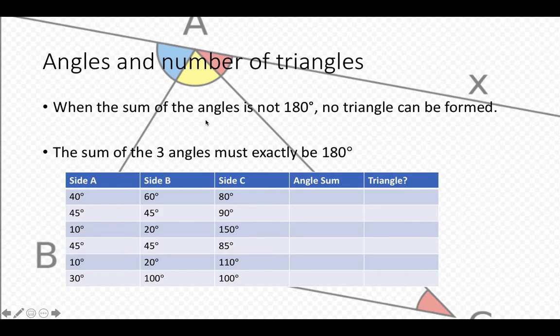When the sum of the angles is not 180 degrees, no triangle can be formed. And the sum of three angles must be exactly 180 degrees.